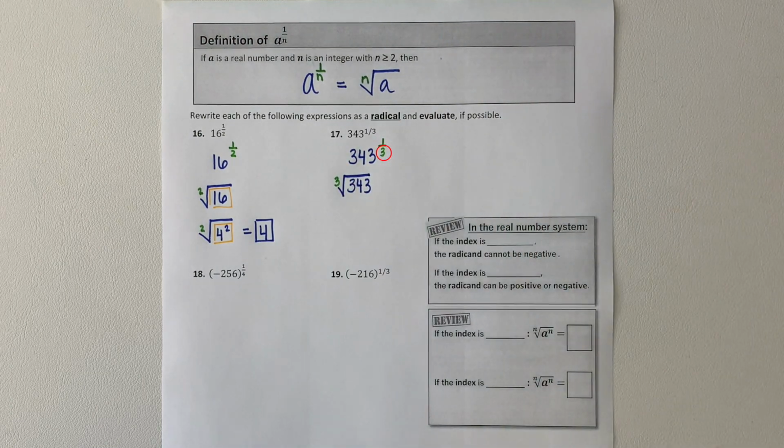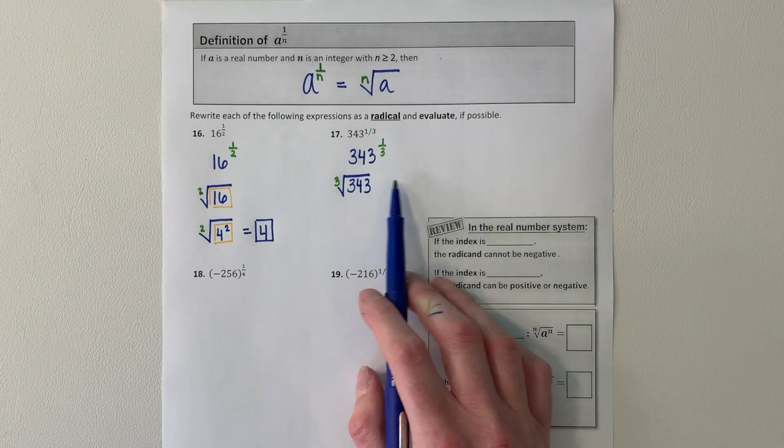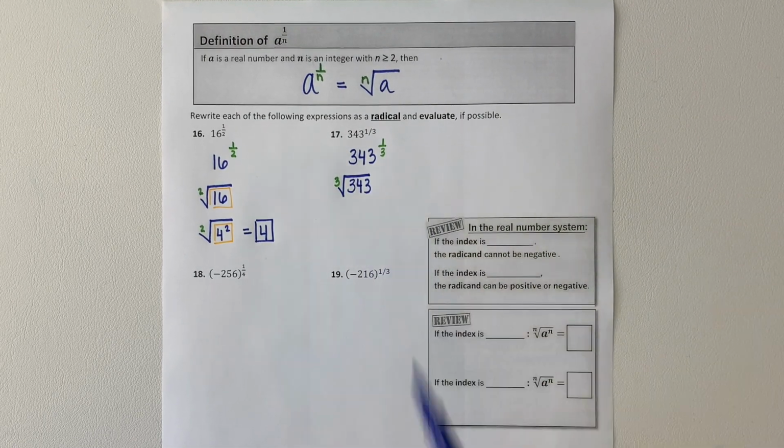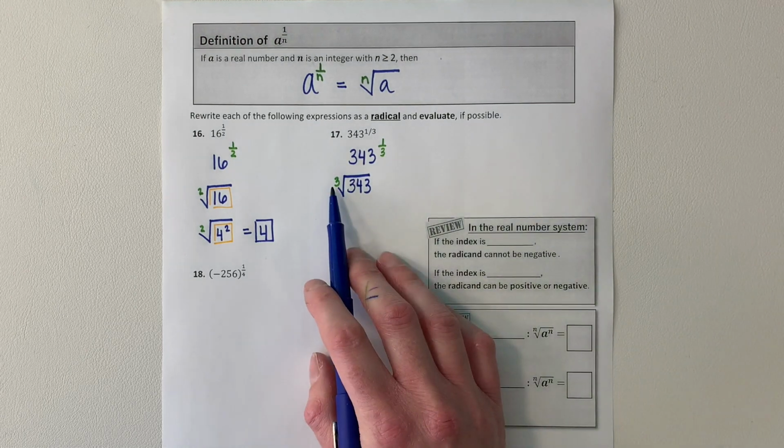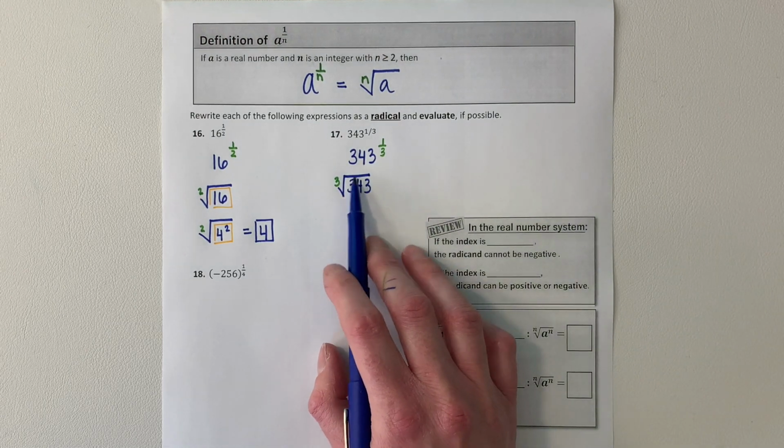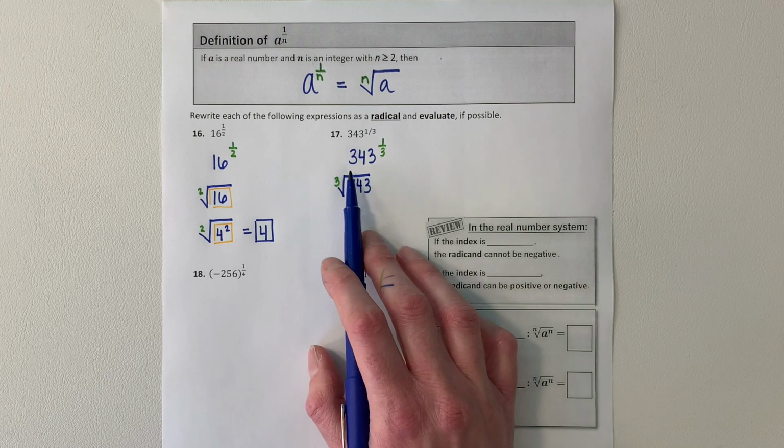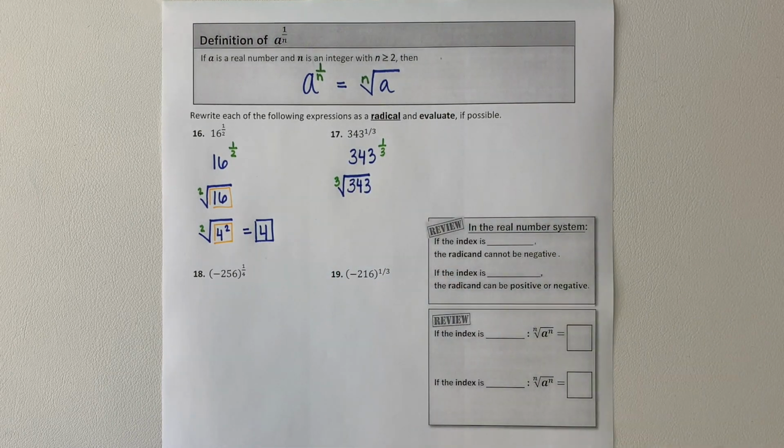So our index here is a 3. Now, we could draw those pink boxes here to solve this, but instead I'm going to use the shorter approach that we've learned. Since our index is a 3, we want to rewrite 343 as some quantity cubed, because then the 3 and the cubed will cancel each other out.